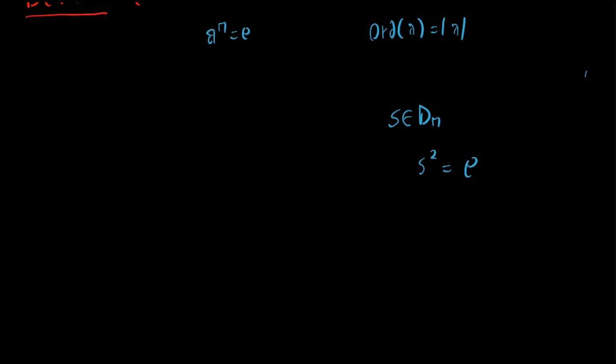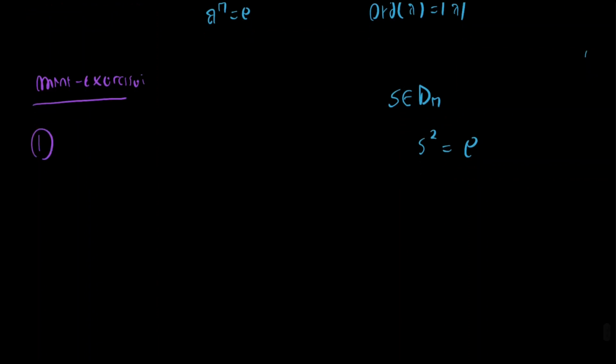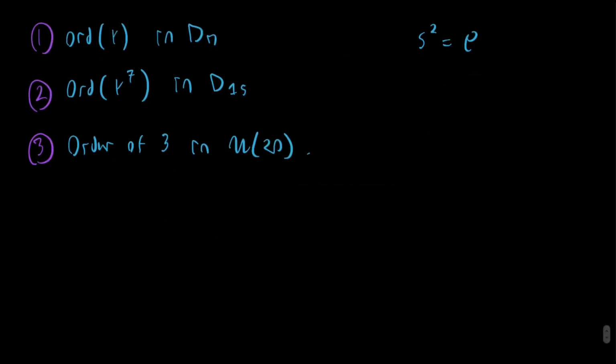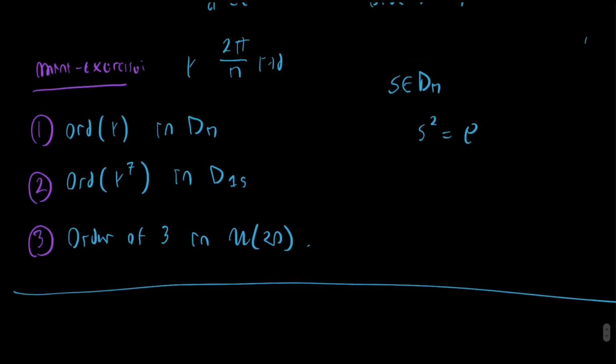So now, as a kind of mini exercise, try to find the following orders. Find the order of the rotation R in the dihedral group D_n, where remember R is the rotation by 2 pi over n radians. So find the order of this element. Also find the order of R to the 7 in D15, and try to find the order of 3 in U20. So try working on these 3 micro exercises that certainly help build confidence with the idea of the order of an element.